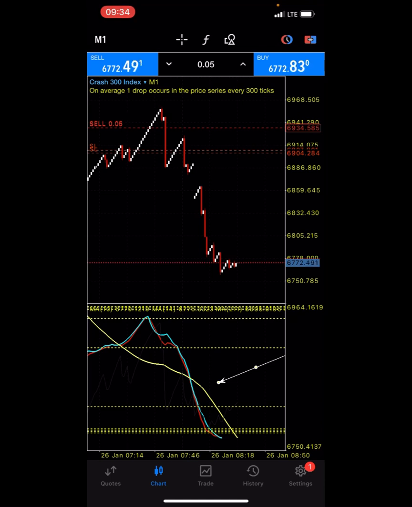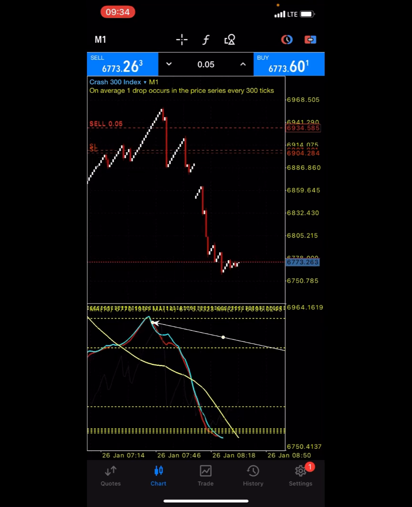The same thing applies to your selling opportunity. For you to sell, you want to make sure the price gets to overbought and turns to the downside. That enables you to know that the sellers have emerged in the market, because you don't want to get into the market looking for selling opportunities when you see bullish candlesticks moving to the upside with full force.